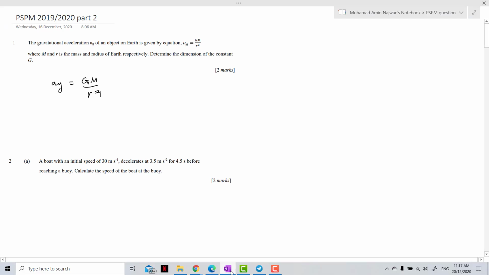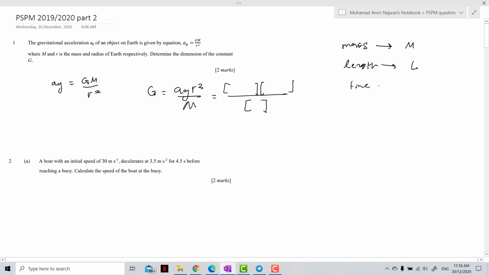Okay, fokus korang. Okay, so determine the dimension constant of G. So, you rearrange this back, you akan dapat G sama dengan AG R square over M. Okay, so then what you do, ingat, bila kita nak buat dimension, barulah kita start buat dalam kotak. Always remember inside the dimension analysis, tiga je dimension yang penting adalah mass M, length L, time T. So these are the three main components yang dalam dimension analysis will always ask you.